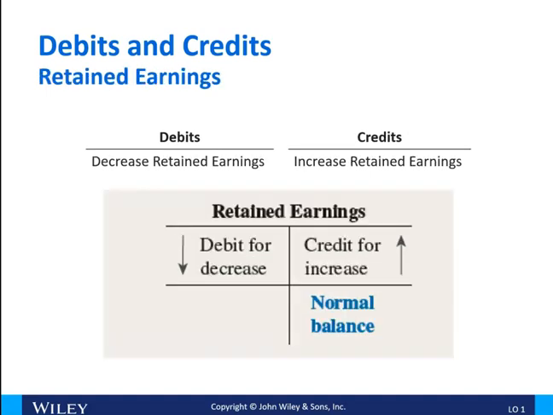Retained earnings. Okay, again, debits decrease retained earnings. A credit will increase retained earnings. Since the increase is the credit, the normal balance is a credit. So far we've seen that everything that's on the right side of the equal sign has a normal credit balance. The assets on the left side of the equal sign have a normal debit balance.